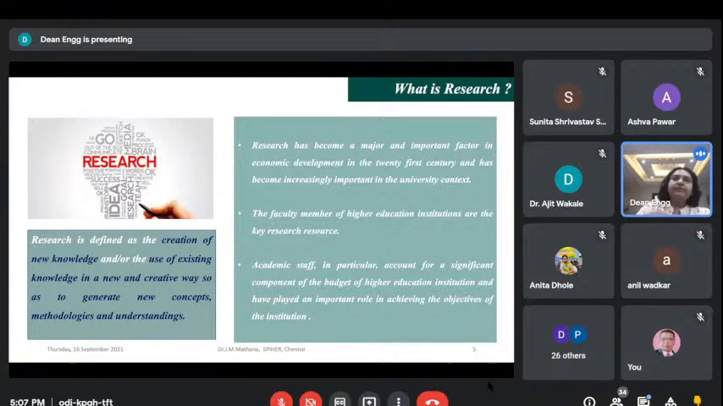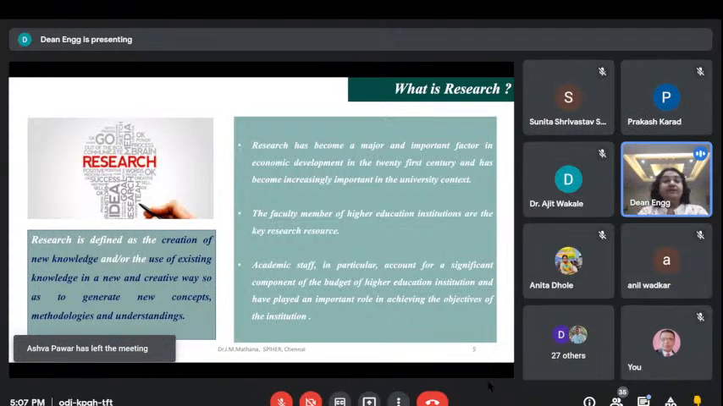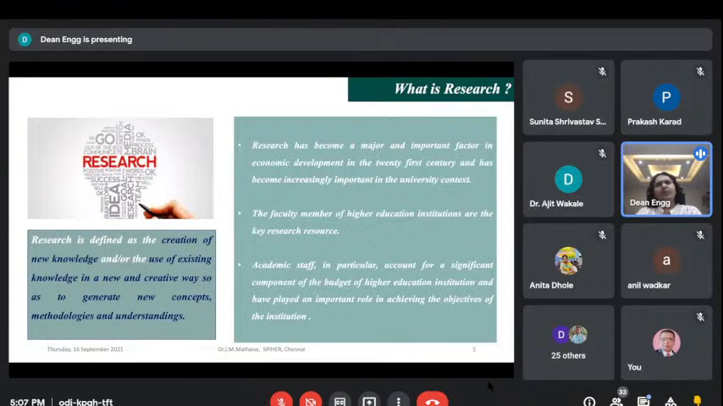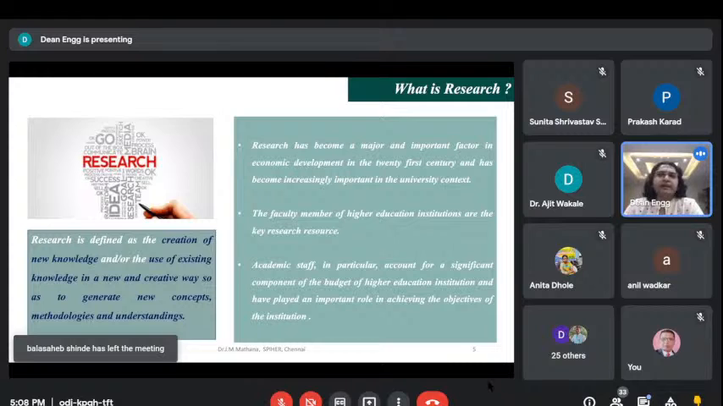First I will give you a small intro about what is research and the types of research, then how we link research in the syllabus of a course with an example. So we all know that research means creation of new knowledge, or we can say with the existing knowledge we are generating new concepts, methodologies, and understanding. Now we are in the 21st century. In this century, research is very important in the economic development of the country, and also much important because we, the faculty members, are the key resource persons of the higher education institution.